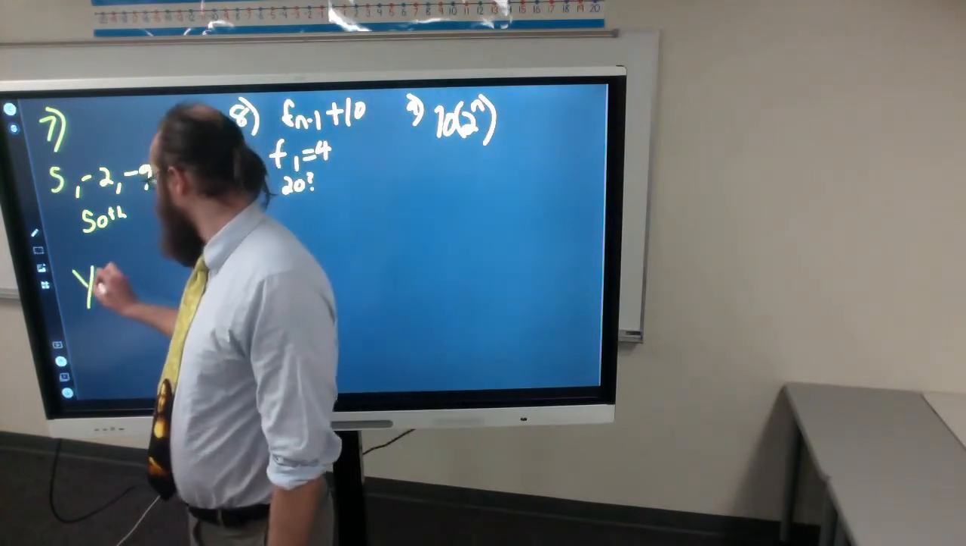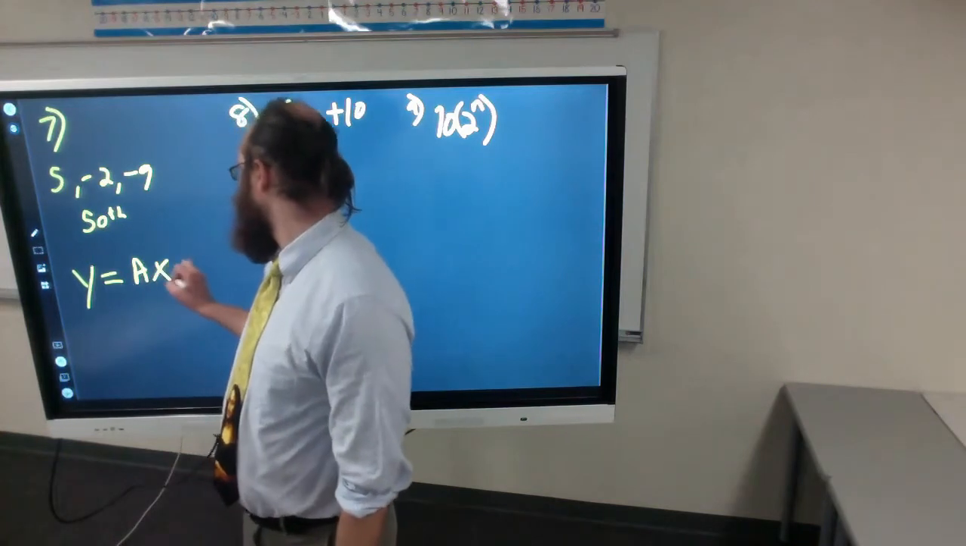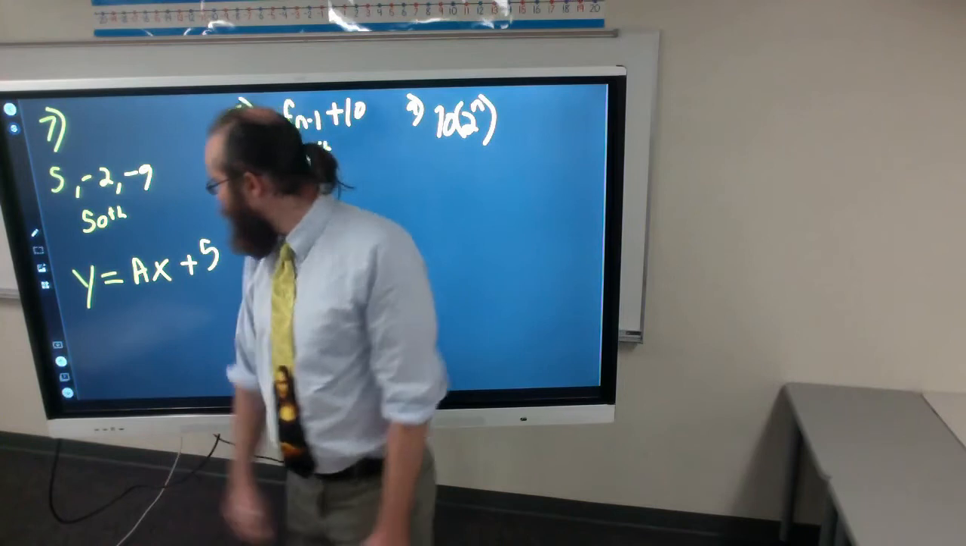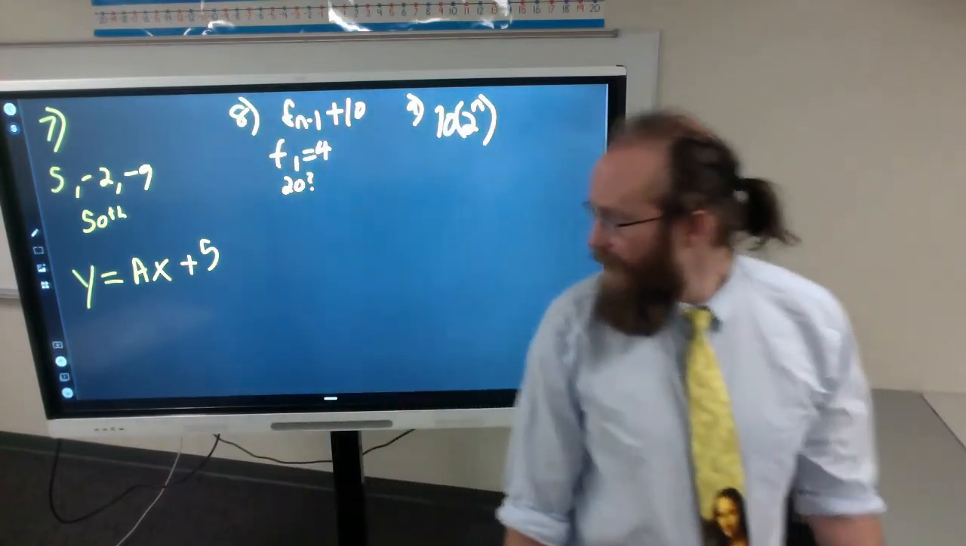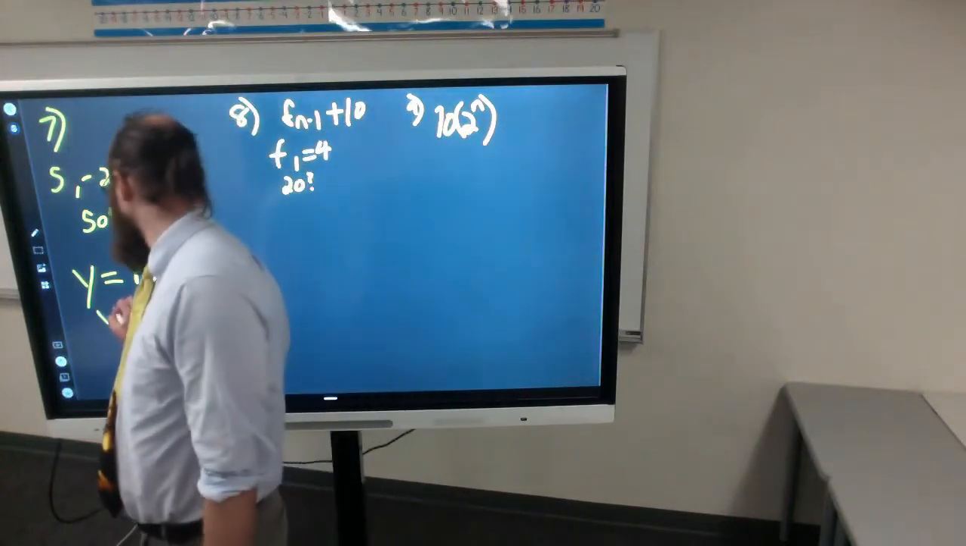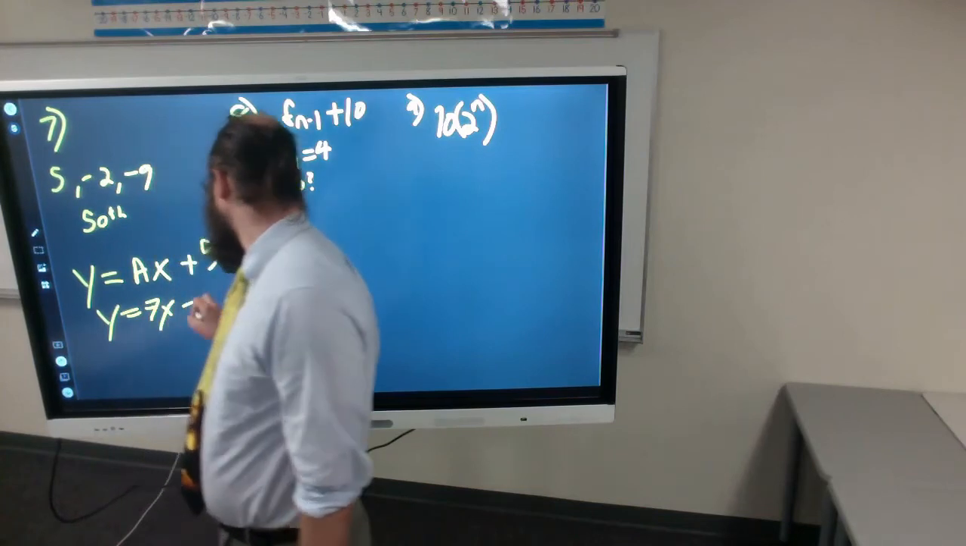All right, number 7, we want to find the 50th term in the sequence. So we're going to need to write an explicit equation because I don't want to do step by step. We've got y equals a times x plus or minus the intercept, which in this case is 5. A in this case is going to be -7. So we have y equals -7 times x plus 5.